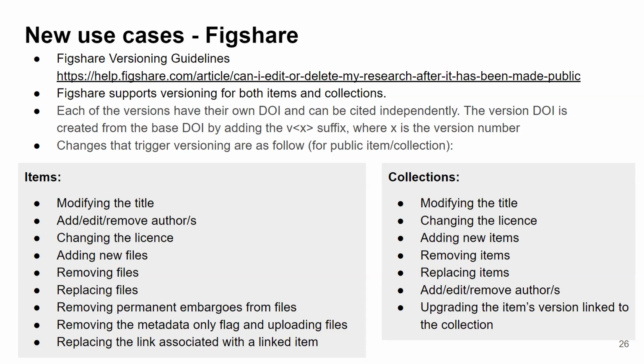But what constitutes a new version? Here are the conditions. It treats item and collection a little bit differently, though there is some similarity. As long as you modify the title, modify the author, or change the license, and for an item, add a new file, remove a file, replace a file, or remove permanent embargoes from files, that all triggers a new version, and thus a new DOI. Any other change, for example if you change the description, any change not listed here is not treated as a new version.